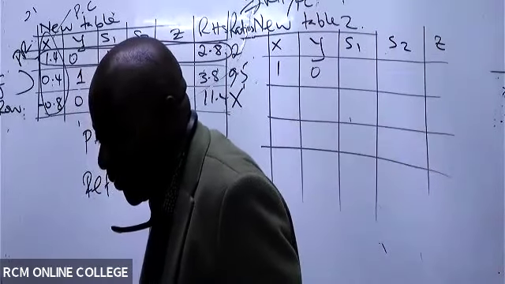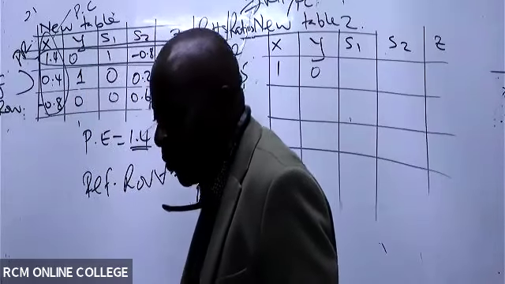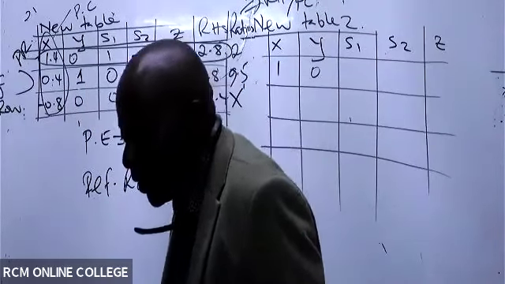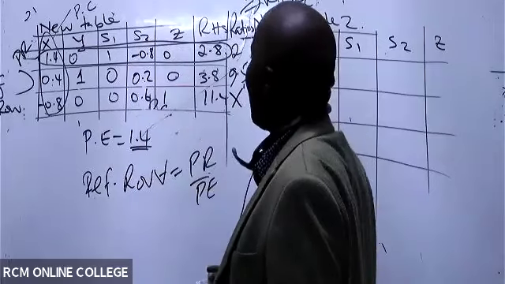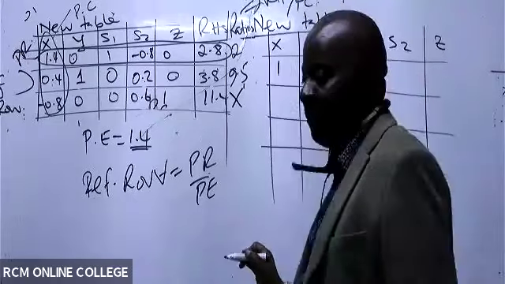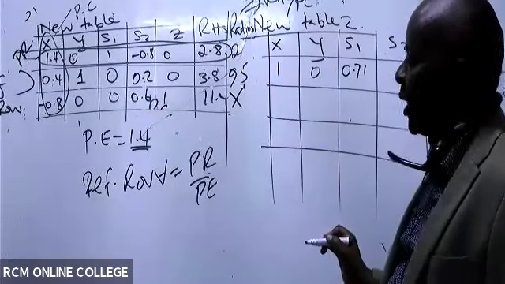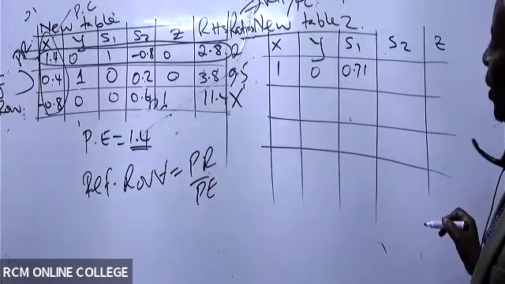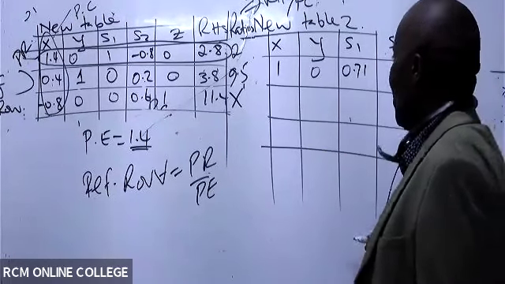Tuko na 1 divided by 1.4. Wanaenda pole pole. 0 points. For the sake of simplicity, let me round off to 2 decimal places, not accuracy. For accuracy, I should do 3. For simplicity, let me just put this in 2 decimal places.